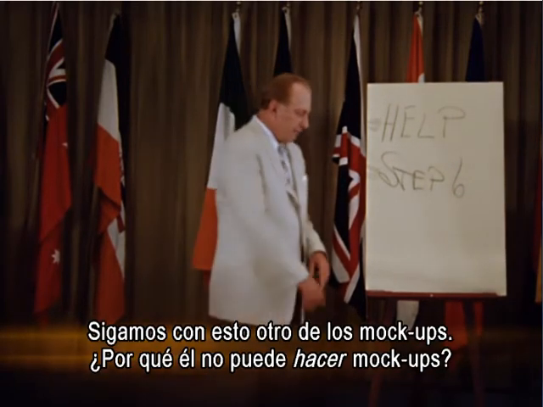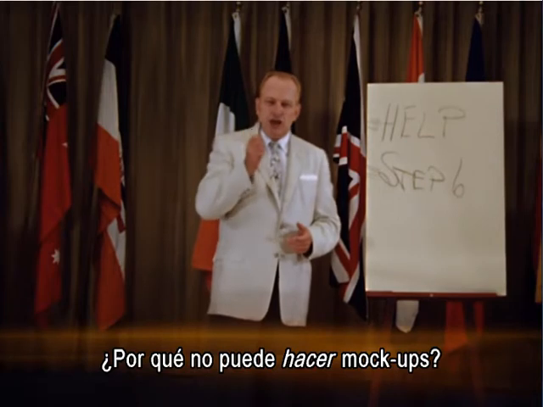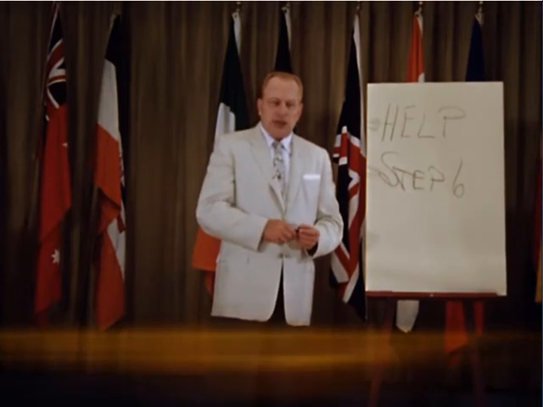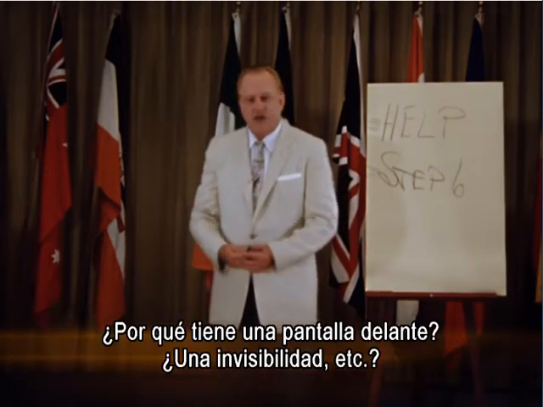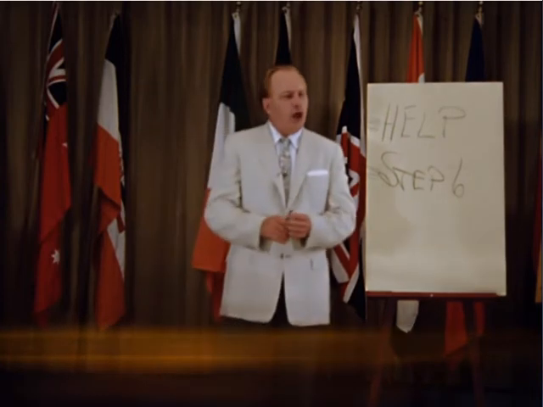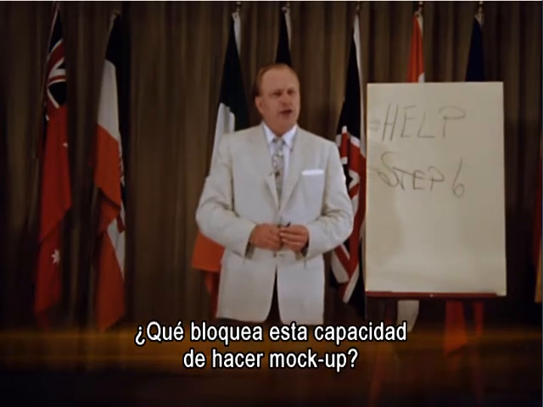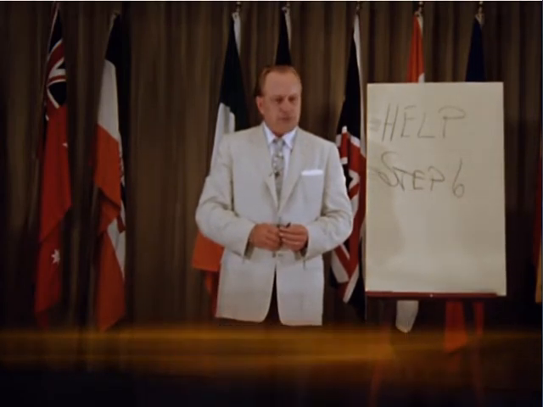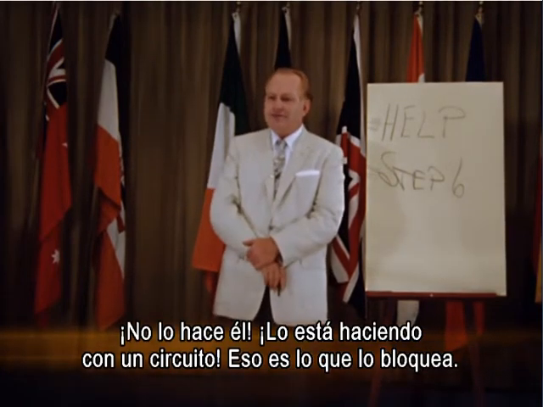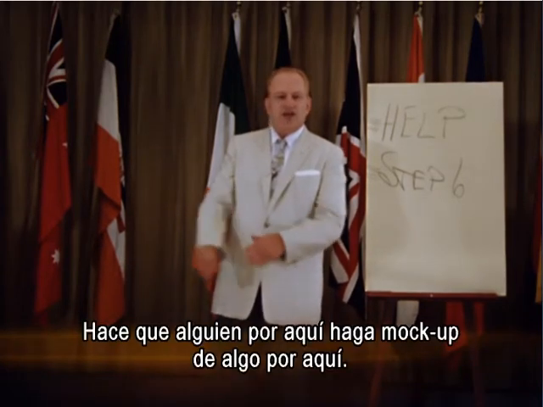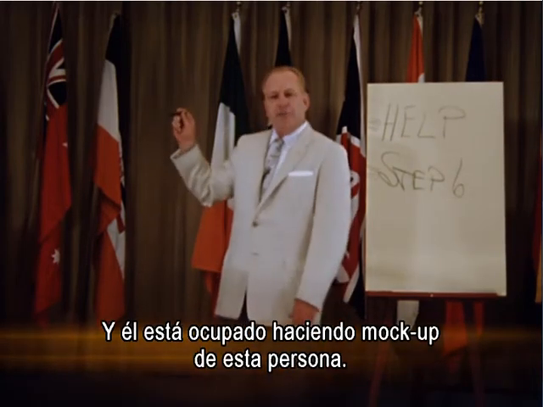Now we'll get on to this other mock-up thing. Why can't this individual do mock-ups? That is to say, when you say cat, why can't he put a cat out there in front of him easily? Why does he have a screen in front of him, or an invisibility, or a this or a that? What's the matter there? What's impeding this ability to mock up? He isn't doing it. He's doing it on a circuit. That's what's impeding it. He has somebody over here mock up something over here. And he's busy mocking up this person here.